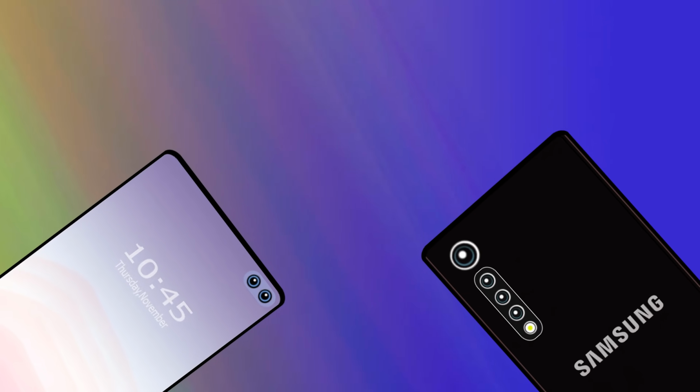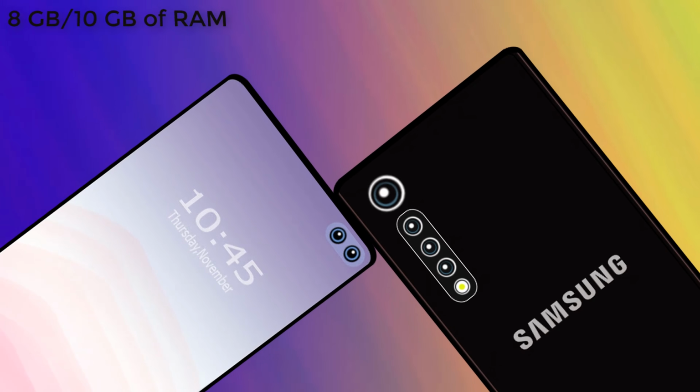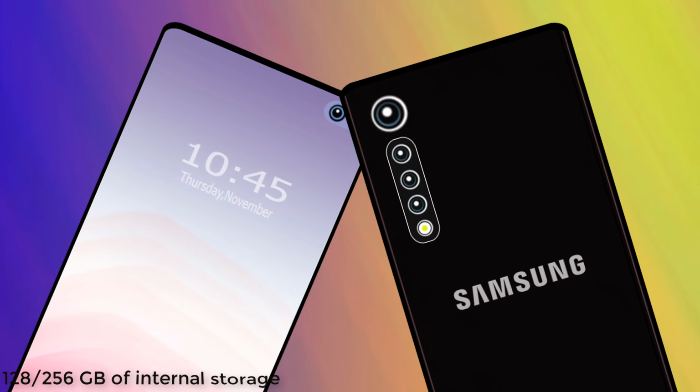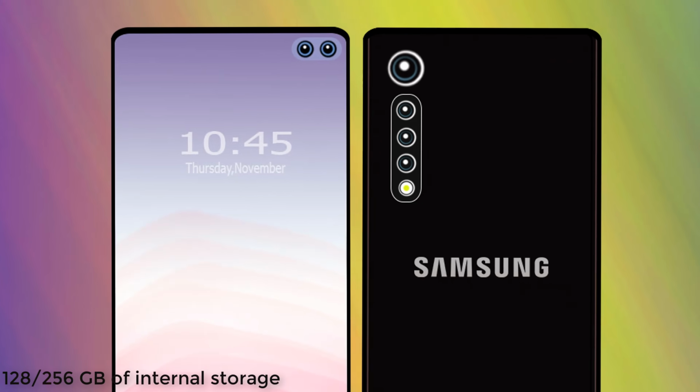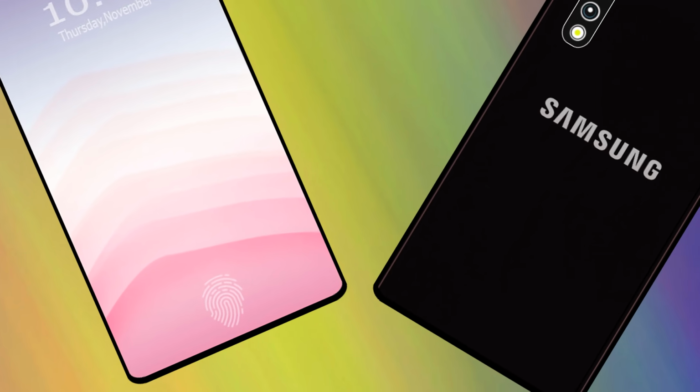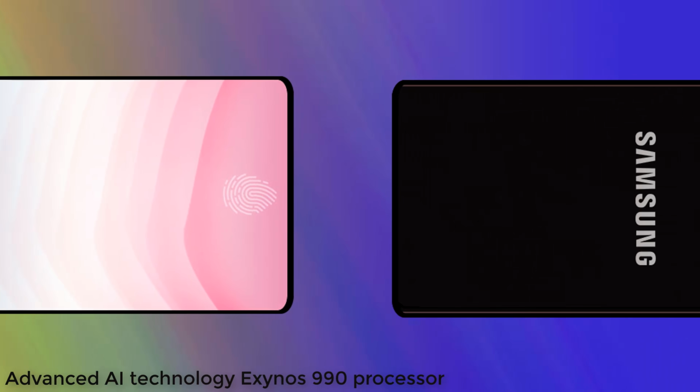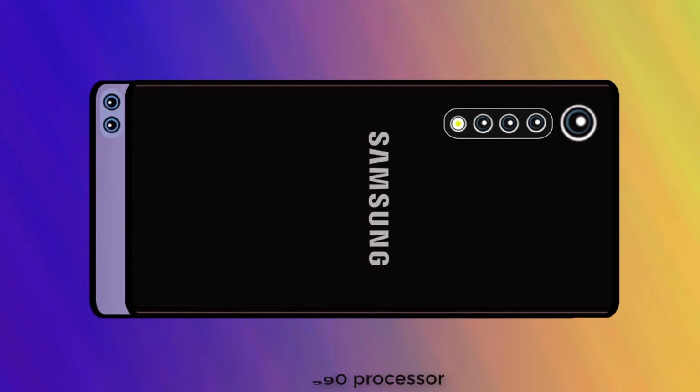Samsung Galaxy A100 comes with 8GB or 10GB of RAM. This phone has 128GB or 256GB of internal storage that is not expandable. This phone will have advanced AI technology with an Exynos 990 processor and a 5G cellular modem.